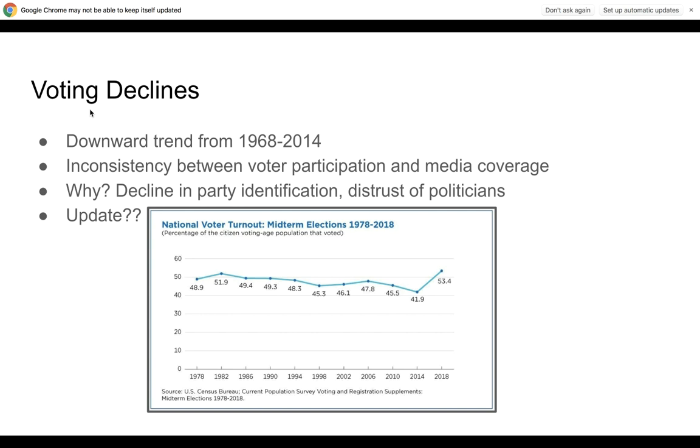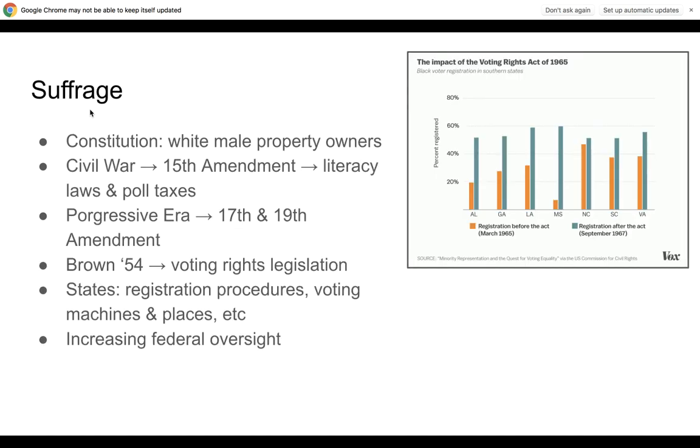I think some of this might be updated. I think in the past few years, this might be a little different, to be honest. Distrust of politicians, that probably hasn't changed so much. So like I said, I would think that some of that information should be updated.